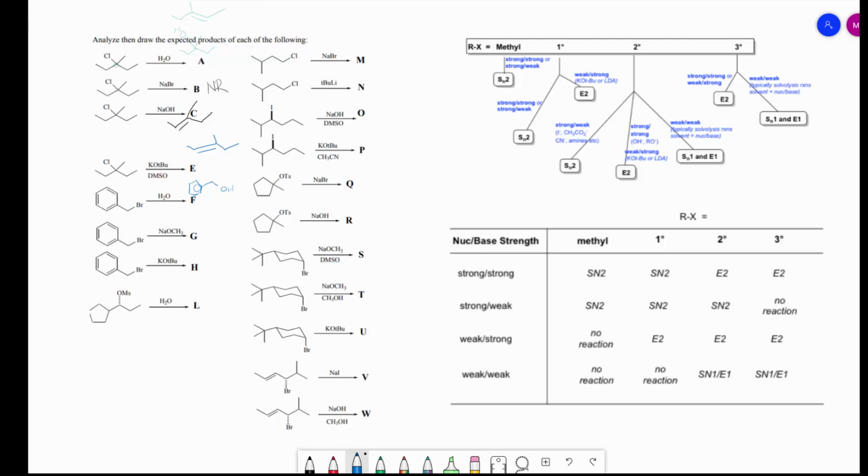For G, again, it's primary, it's benzylic. We have a strong nucleophile and a strong base. Okay, so we have strong, we're primary, we're going to form the SN2 reaction. For H, we have a weak nucleophile but a strong base. We're still primary and benzylic. We're going to form the E2 product. Now, in order to form the E2 product, though, we have to have a beta hydrogen. We do not have a beta hydrogen, therefore, there is no reaction here.